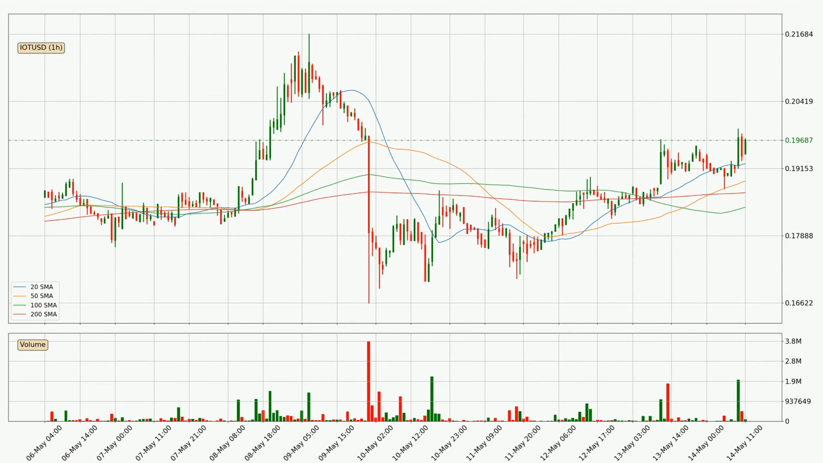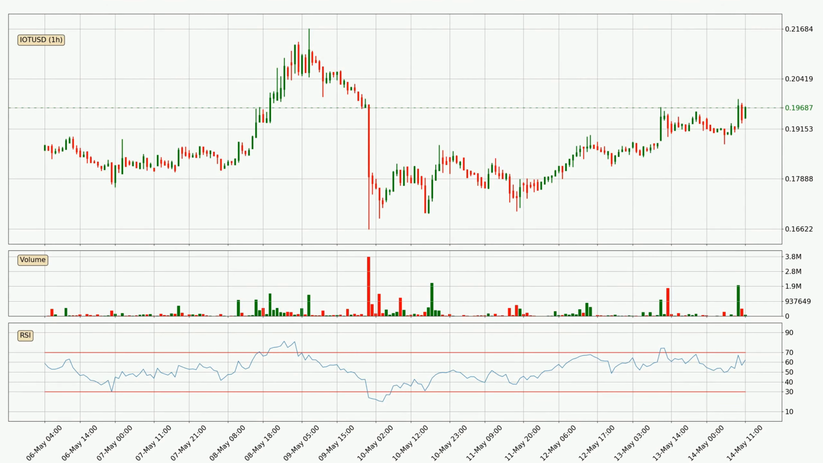For longer price development, the daily time frames should also be considered as the shorter time frames are not as accurate. Moving to the hourly relative strength index, the current hourly RSI is at 62, so there are currently no signs of the crypto being overbought or oversold.